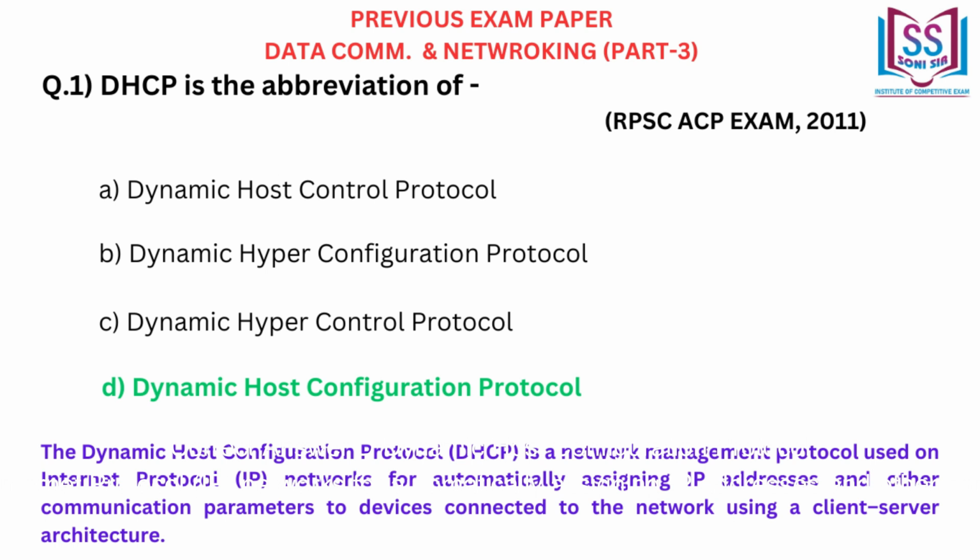Dynamic Host Configuration Protocol. The Dynamic Host Configuration Protocol, DHCP, is a network management protocol used on Internet Protocol (IP) networks for automatically assigning IP addresses and other communication parameters to devices connected to the network using a client-server architecture.